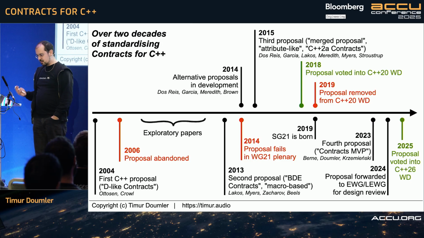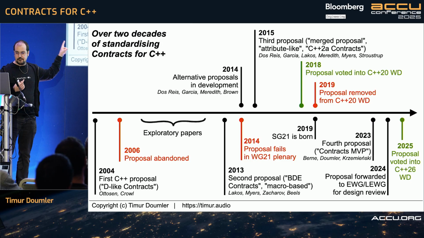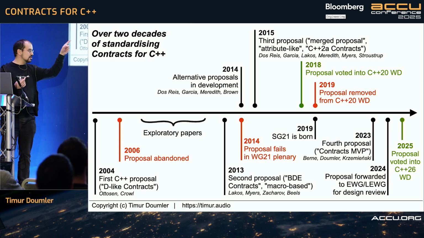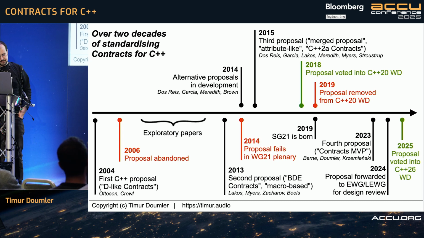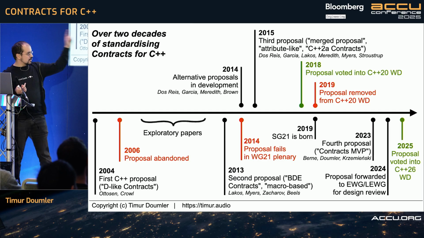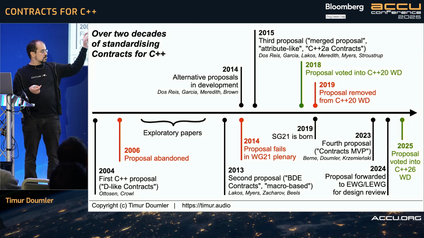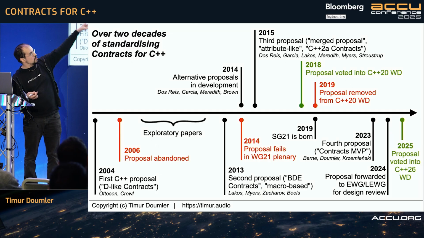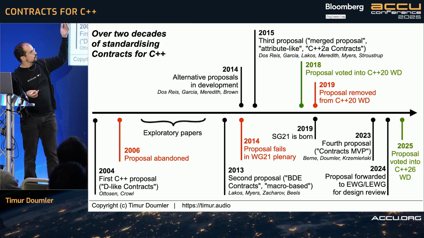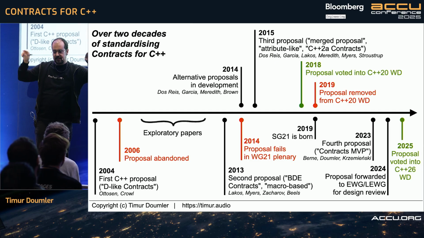So the first proposal to add contracts to the standard is actually from 2004. So this is how long it took to get this feature into the standard. The first proposal kind of got abandoned. Then you got a second one, which was pioneered by a bunch of people from Bloomberg. It's kind of macro-based. That failed in the committee. And there was a third one, which was this attribute-like, with two double square brackets. You might have seen that.